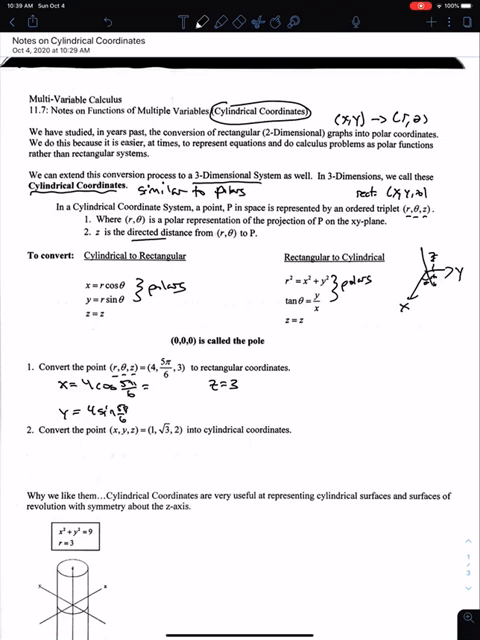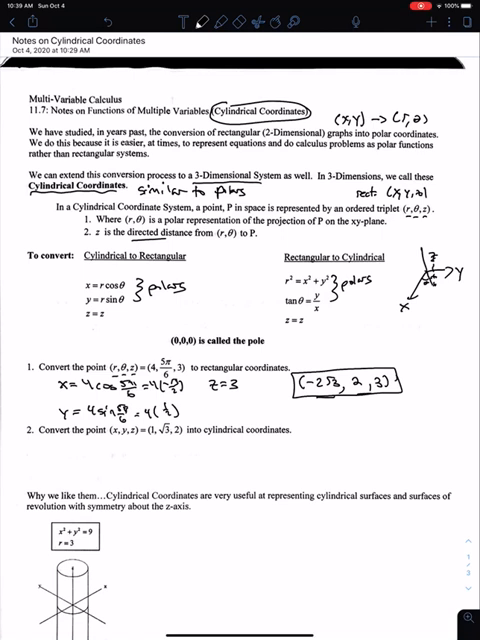If we simplify this, 4 cosine of 5 pi over 6 is negative root 3 over 2 times 4, so my x coordinate will be negative 2 root 3. My y coordinate, 4 sine of 5 pi over 6, is just positive 1/2 times 4, so my y coordinate is 2 and z is just 3. Again, the first two coordinates here are just from polars.